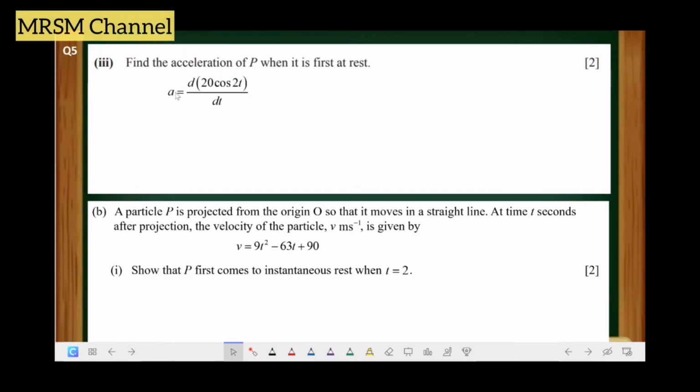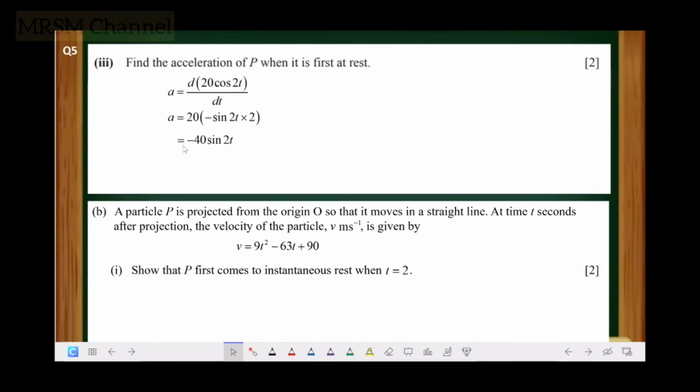Nak cari acceleration, kita differentiate. So differentiate 20 cos 2t. Differentiate 20, 20 duduk depan. Differentiate cos dapat negative sin 2t. Okay, so then after that kita differentiate pula 2t belakang tu, multiply lagi dengan 2 dekat belakang. Okay, so our a is negative 40 sin 2t, and then you substitute t is pi over 4 masuk dalam ni.